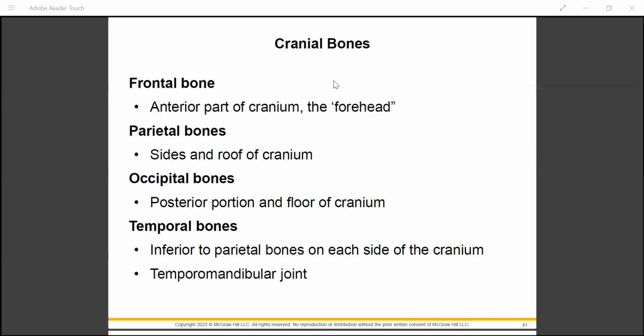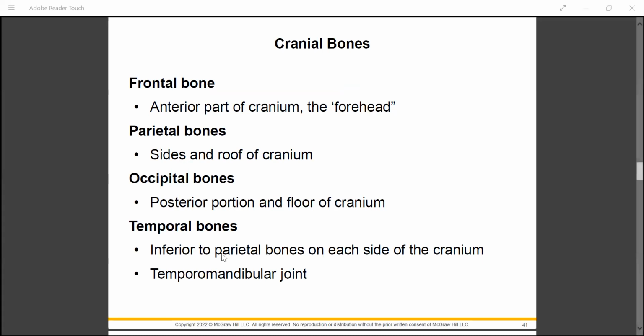So the frontal bone is going to be our anterior portion. That's your forehead is going to be the frontal bone. Behind or posterior to the frontal bones, you're going to have your parietal bones. So you're going to have a right and a left parietal bone. So this is going to be kind of the sides, but also the roof of our skull.